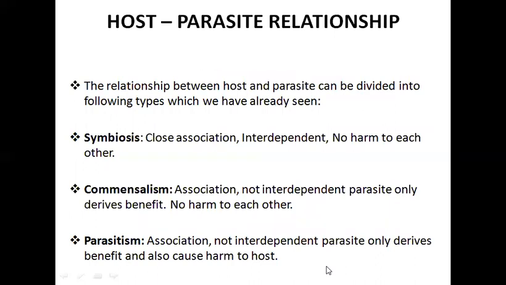Then coming to the host-parasite relationship, the relationship between host and parasite can be divided into the following types. We have symbiosis. This is a close association, interdependent, and no harm to either the host or the parasite. Then we have commensalism. This is an association which is not interdependent. The parasite only derives benefit. No harm to each other. And parasitism. This is an association which is again not interdependent. The parasite only derives benefit and in return harms the host.